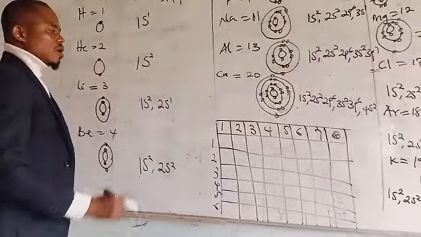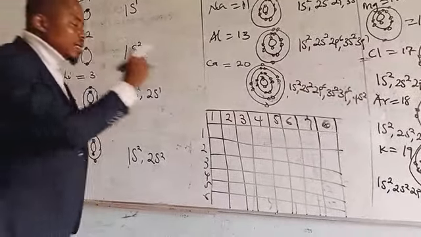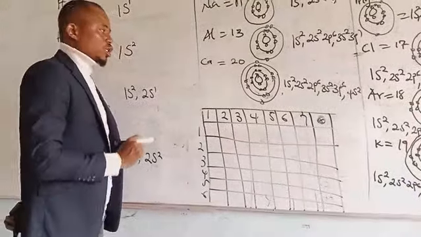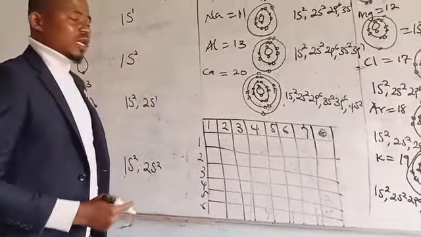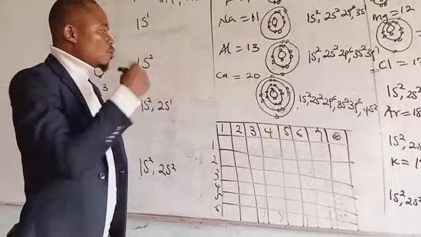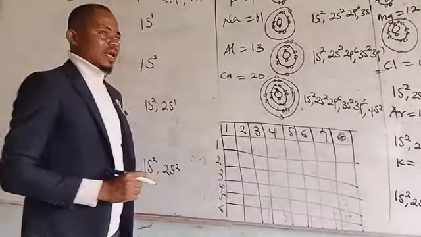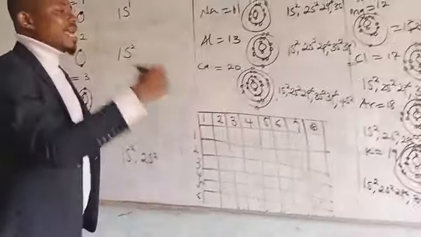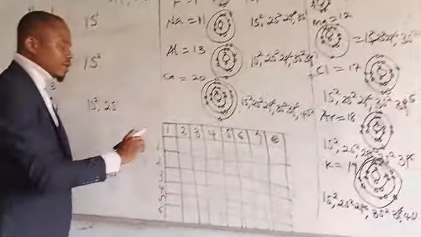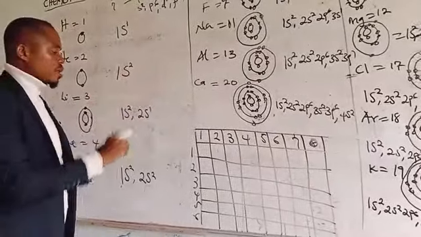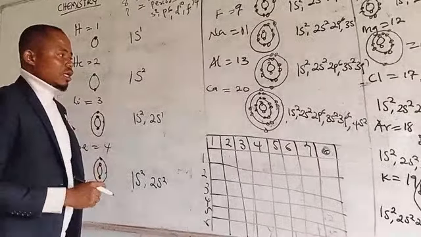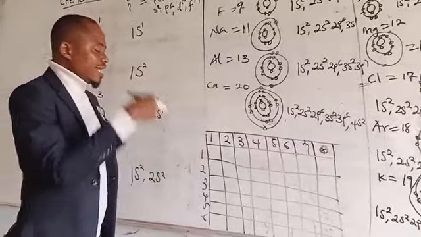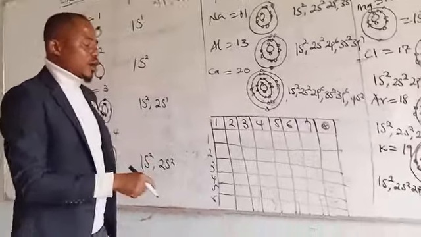So now, what determines the group an element belongs to is the number of electrons in the outermost shell. That is the valence electron. The number of electrons you have in the outermost shell will determine the group you place an element. And the number of shells, or the highest energy level that carries the electron in a given electronic configuration of an atom, will determine what? The period.